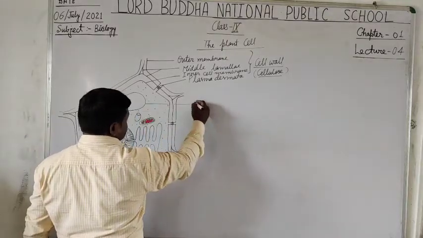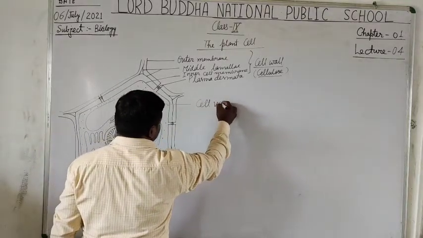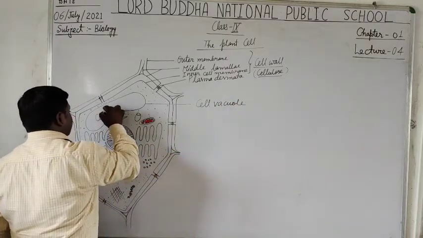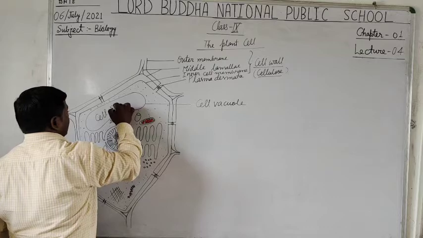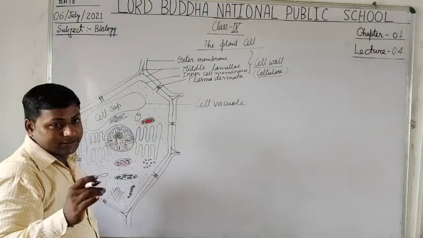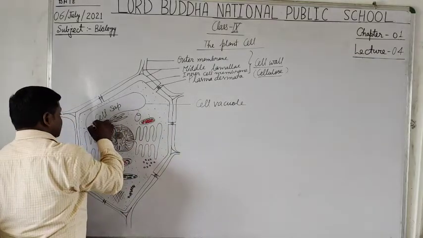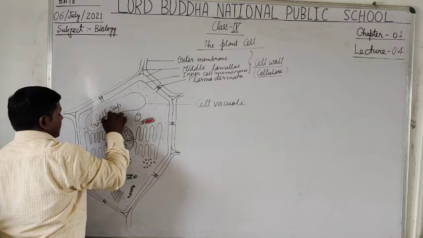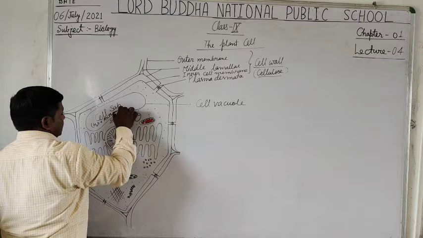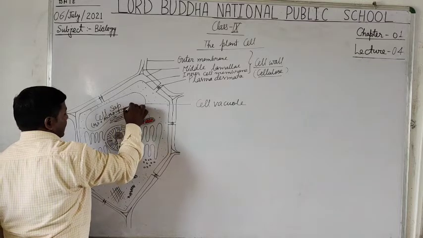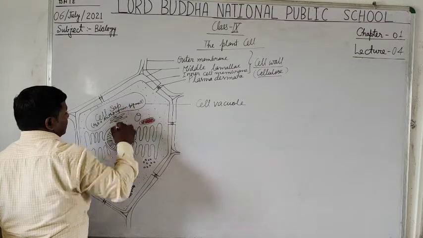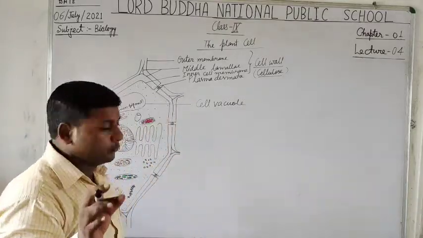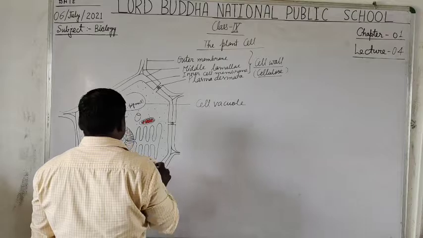Now students, this is the cell vacuole, and that contains a fluid that is called cell sap. The cell sap contains H2O plus anthocyanin pigment. This anthocyanin pigment provides the purple color to the various parts of the plant cell.